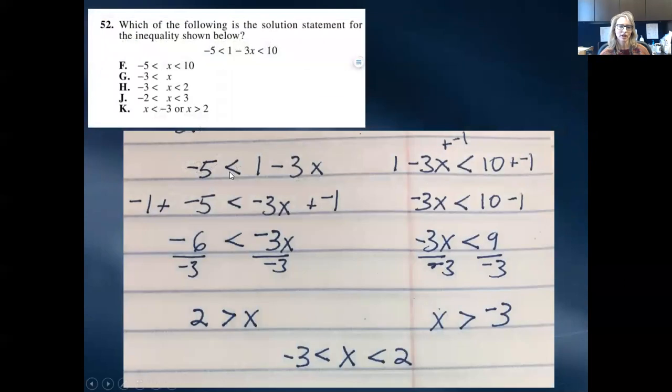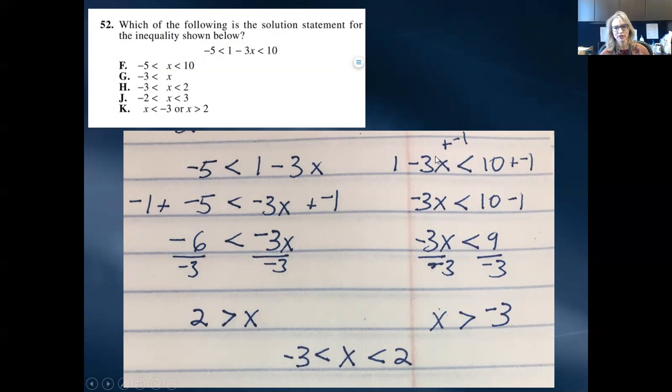So if we solve the left side, we want to get x alone. So we're going to add 1 to each side, or add a -1 to each side. So we got a -1 plus a -5, and that gives you -6 is less than negative 3x. And so we're going to have to divide by negative 3. And we know when we divide in an inequality, we got to swap that sign around. So it's going to turn from pointing to the left, it's going to point to the right. So we're going to end up with 2 is greater than x.